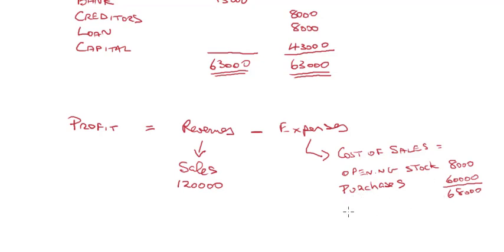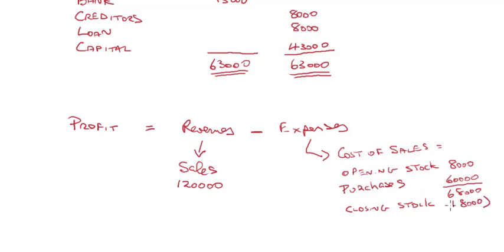But of course, we know that not all of these goods were sold. Some of them were left unsold at the end of the year, which we call the closing stock, and we're not going to include those as an expense. So we're going to deduct the closing stock, which is 18,000.